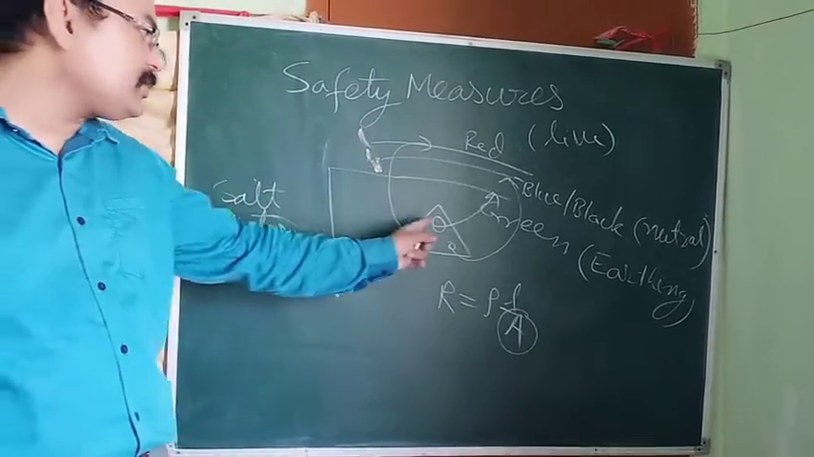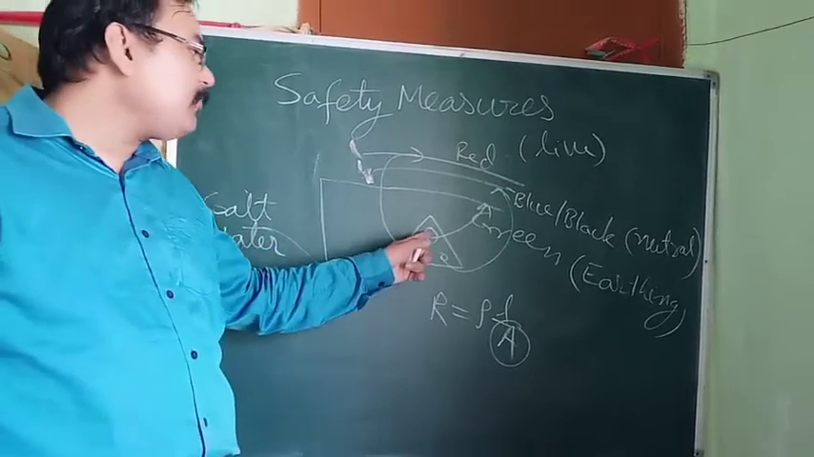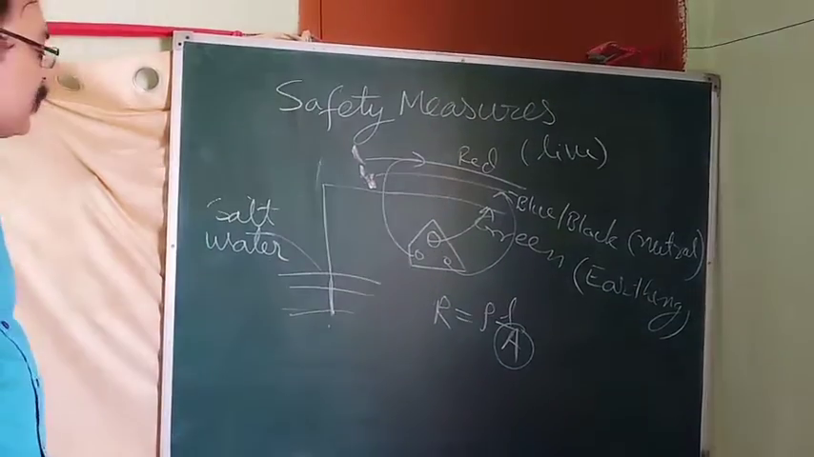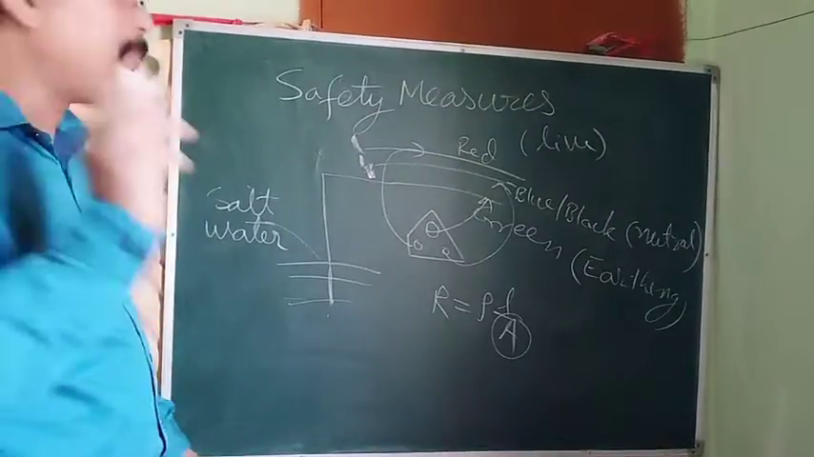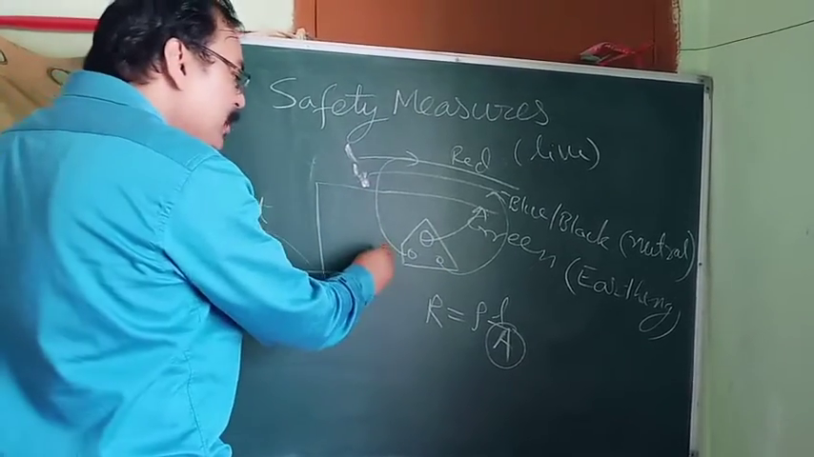When it has got least resistance, then what will happen? Whatever current is there in the body of the fridge, that will flow through this wire, and this wire will take that current to the earth. Now, when you are touching the body, the current has got two paths. One is this path, which is the low resistance path, another is your body.